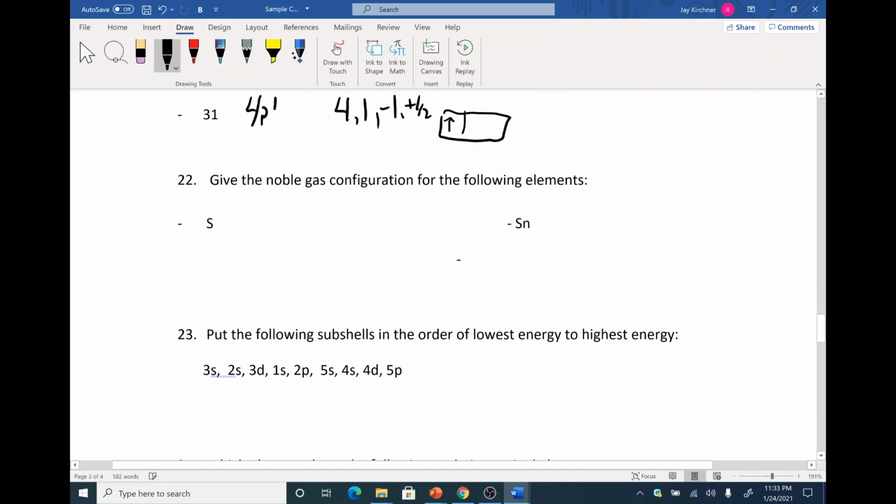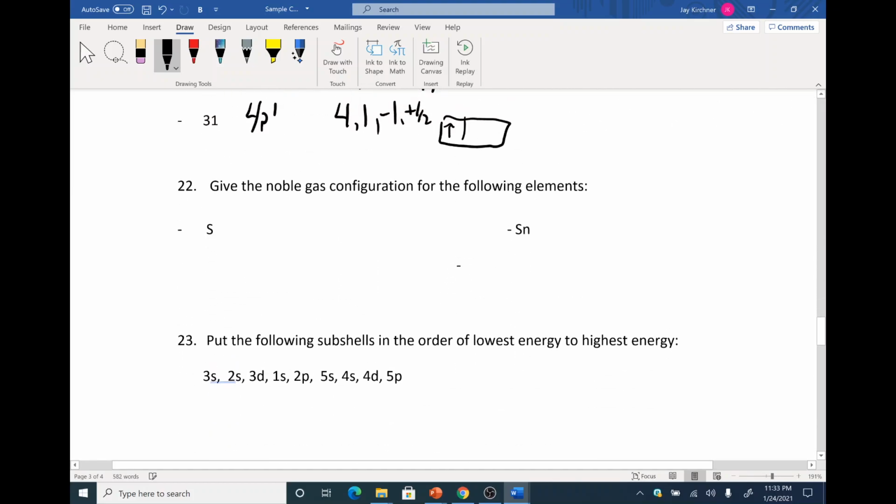Very good. Noble gas, sulfur. The row ending before sulfur is row 2, and it's neon. So neon. Now, I'm in row 3. I have to start at the beginning of row 3. So that's 3s2, 3p4.